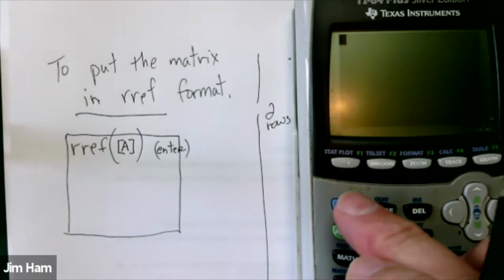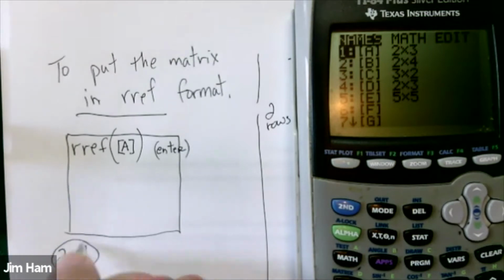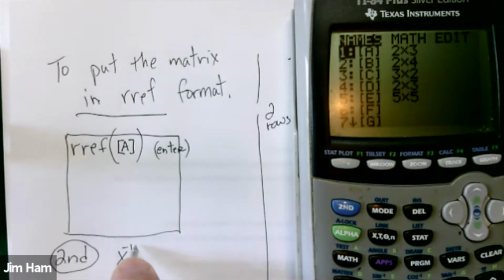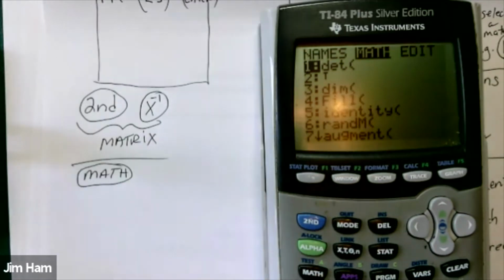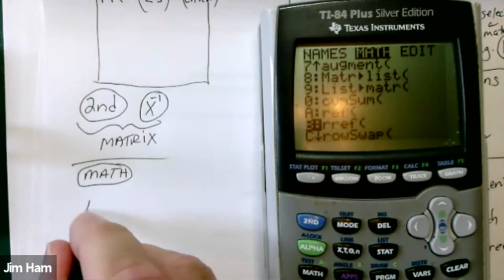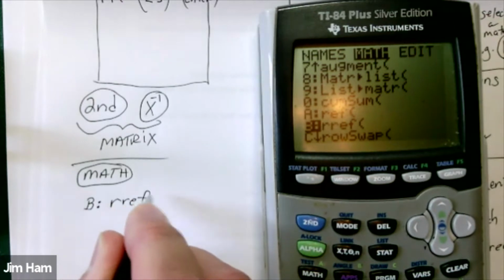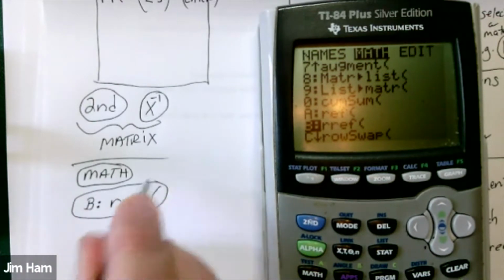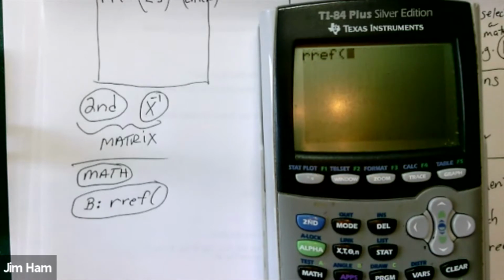So again, you have to go to the matrix menu. So hit the second key and then X to the -1. Then go over to the math menu and then scroll down until you see option B, which is the RREF. Now when I hit the RREF here, notice where it puts it. It puts it back on the home screen because that's where I started.